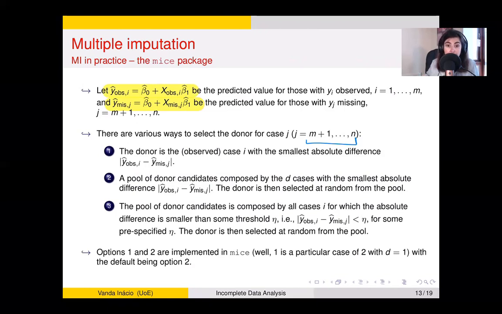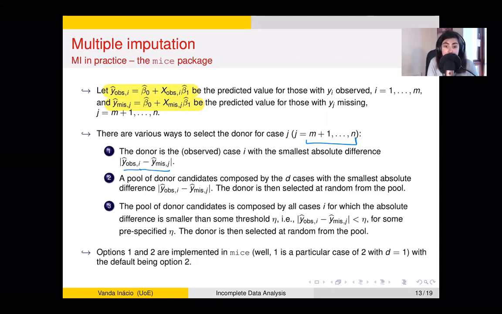One approach is to choose the donor to be the observed case i. So i varies from 1 up to m, the cases with observed y values, and the donor is the one with the smallest absolute difference between all predicted means from the observed cases. And this is what we have implemented in the assignment.